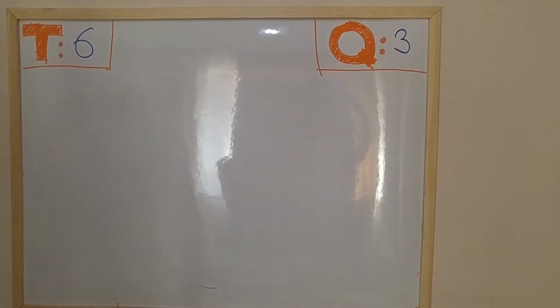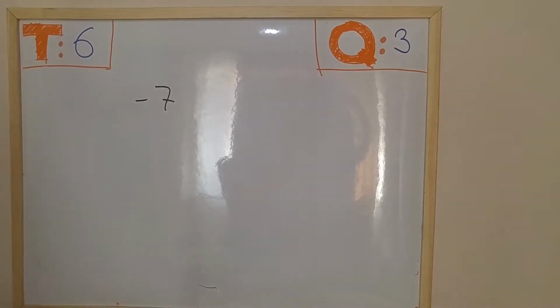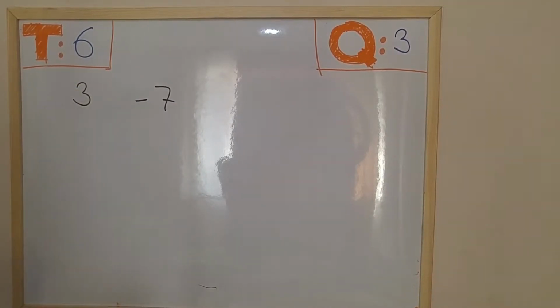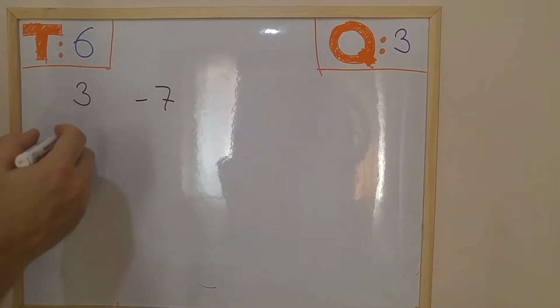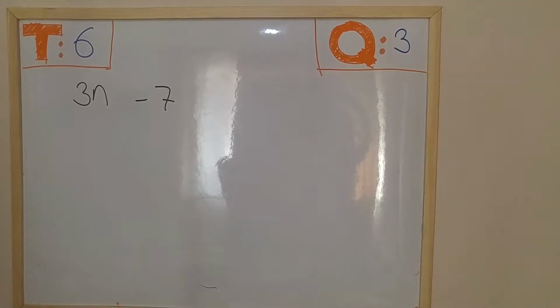We are asked 7 less than 3 times a number. So I have to put 7 less somewhere. And 3 times a number, so I have to put 3 somewhere, and now I have to put that number. In the choices I see n, so I put n: 3n minus 7.